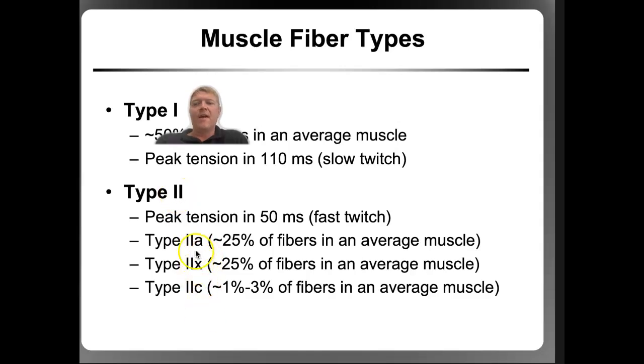When I took this class, there were only 2. Probably since 2007 or 2008, because I graduated in 2010. There was type 2A and type 2C. And they've added this other one here, X, after. So in the last 15 years, they've decided that there were more options. But basically, the type 2Cs are the fastest twitching ones, and there are very few of those in the average person.